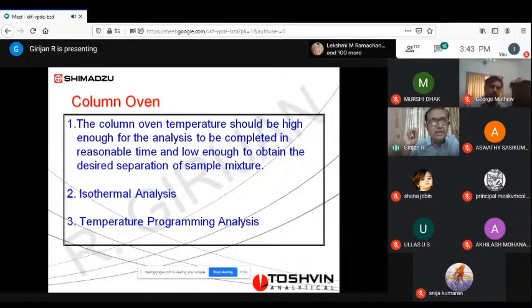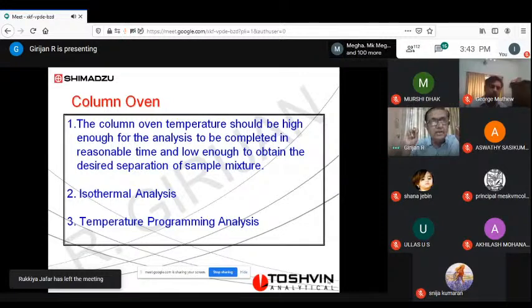That only can resolve all the components in a very complex multi-component system, like a multi-component pesticide residue analysis or a flavoring compound analysis or a perfumery analysis. I mean, we normally go for a temperature programming method.